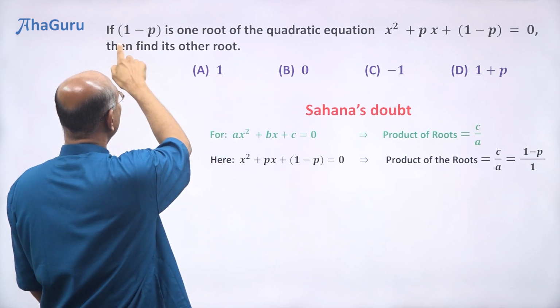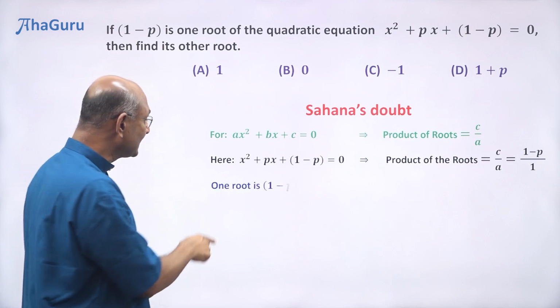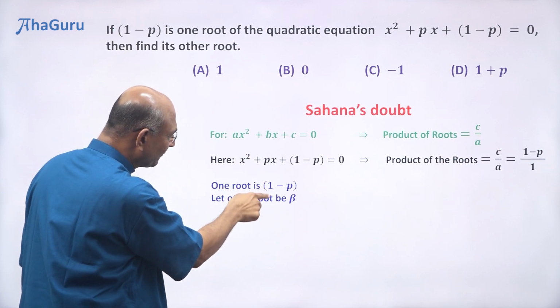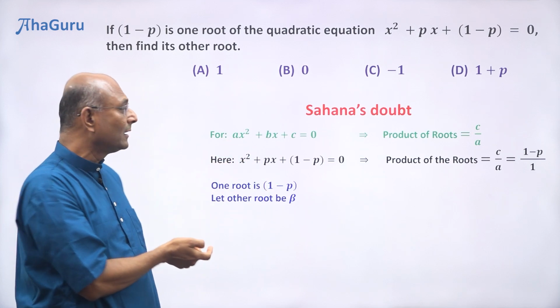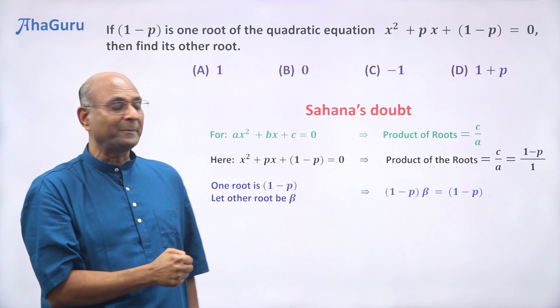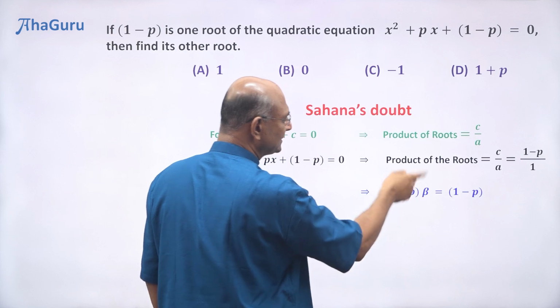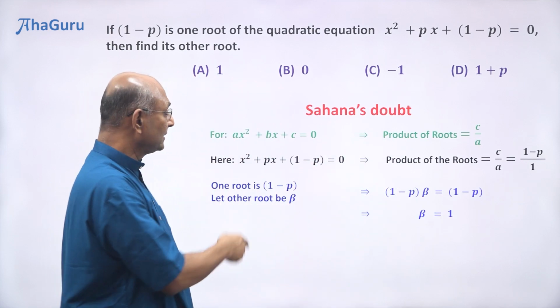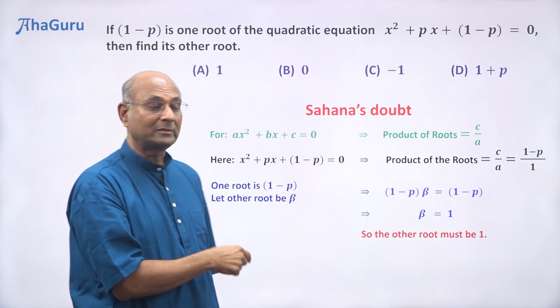I already know that one of the roots is 1 minus p. If the other root I call it as beta, the product of roots will be 1 minus p into beta. But that must be 1 minus p. So cancelling this 1 minus p, I'll get beta equal to 1. One root is 1 minus p. The other root must be 1. So that must be the answer.